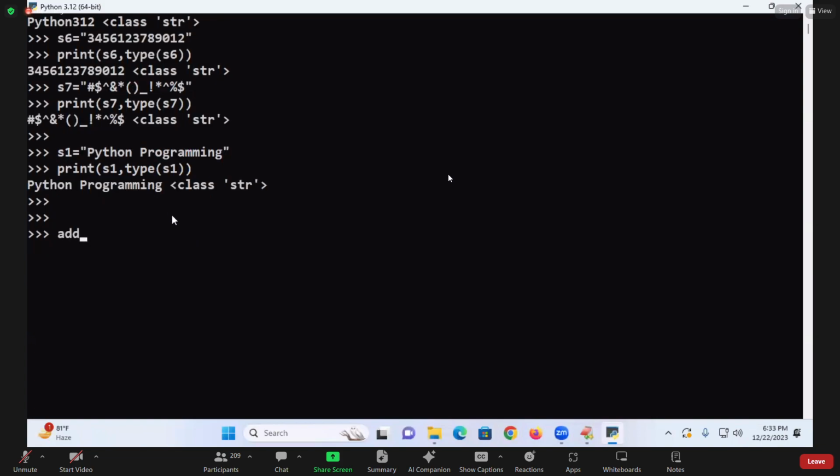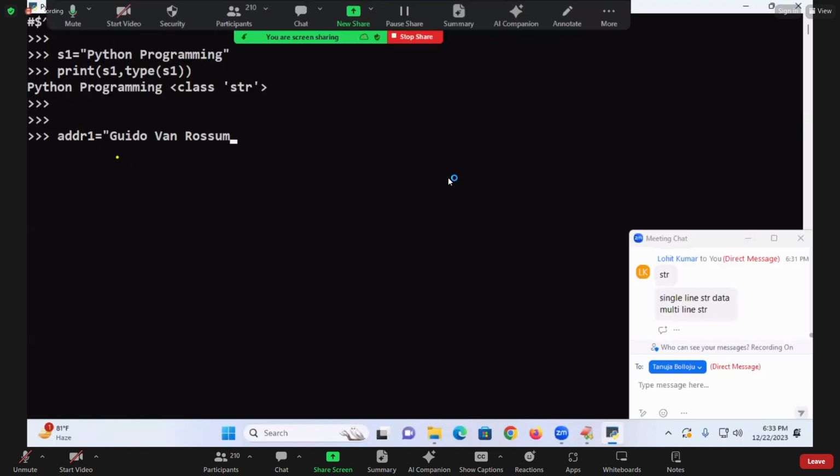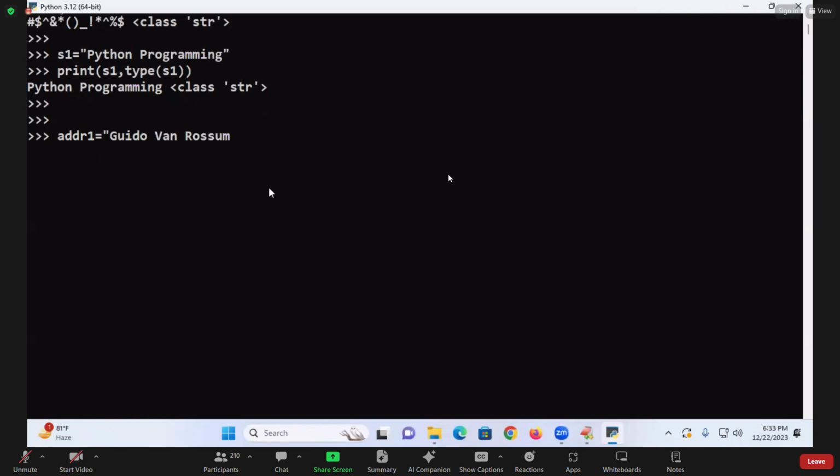Now students, ADDR1 is equal to, I am writing double quotes here. Double quotes I am saying, see students, Guido van Rossum I am writing. After that, I decided to write the next line. I want to come to the next line. So I have to press the enter key or not? I have to press the enter key. Started with which quotes? Double quotes. Now I am pressing the enter key here. When I press the enter key, you are going to get an error.